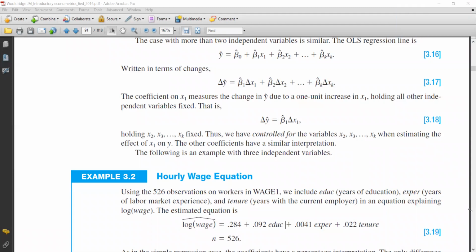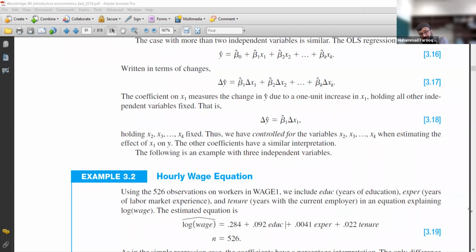Sir, I have a question. So just to repeat what you said, a 1 unit increase in education will lead to a 0.092 increase in log wage hat, or it could also be said that a 1 unit increase in education would lead to a 9.2% increase in wage. Is that right? Except I wouldn't use the language lead to. I will say it is associated with.